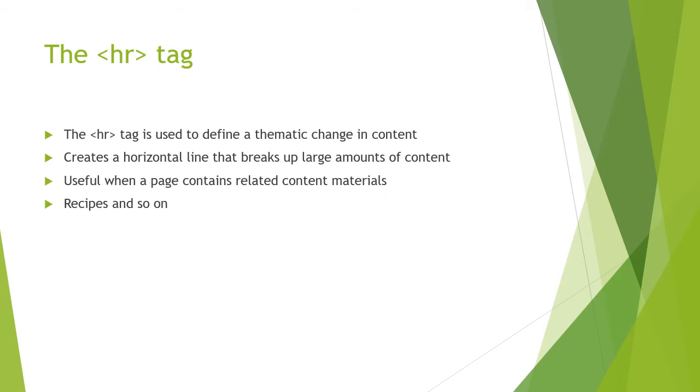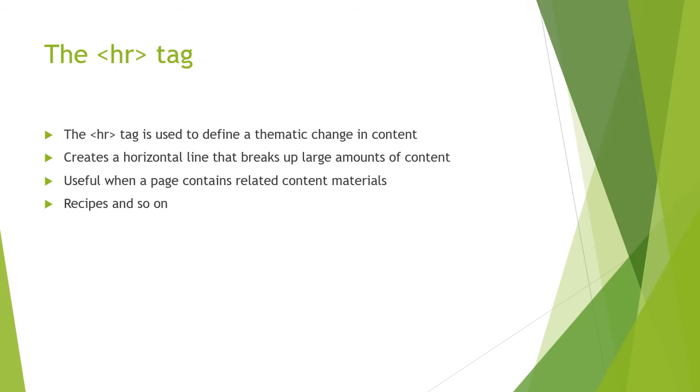Now, this next tag, the HR tag, does something similar to the section tag. The HR tag is used to define a thematic change in content. For example, you have a long list of recipes that you're using, or you have a play or a screenplay or something similar on your website. You would use an HR tag to denote a scene change in that screenplay.